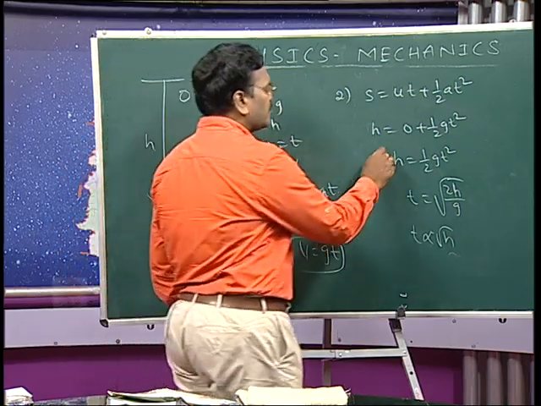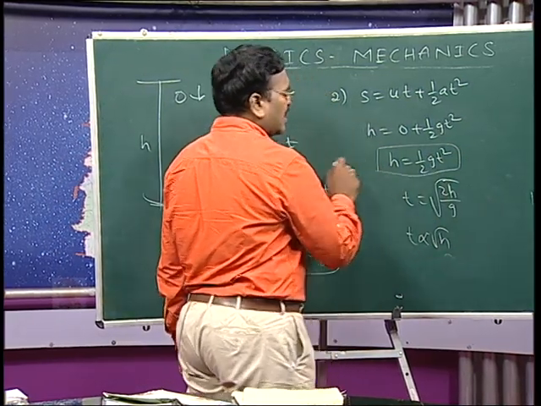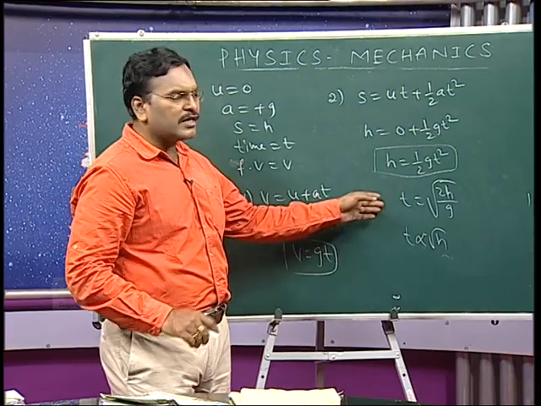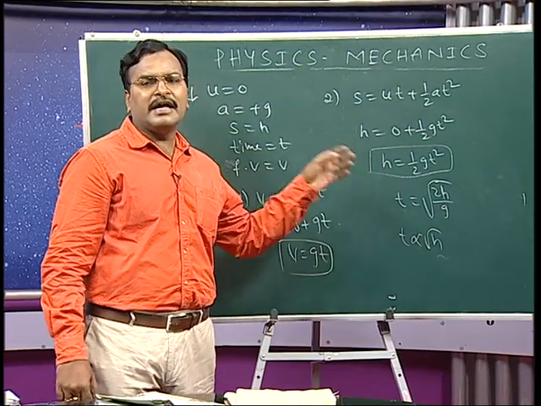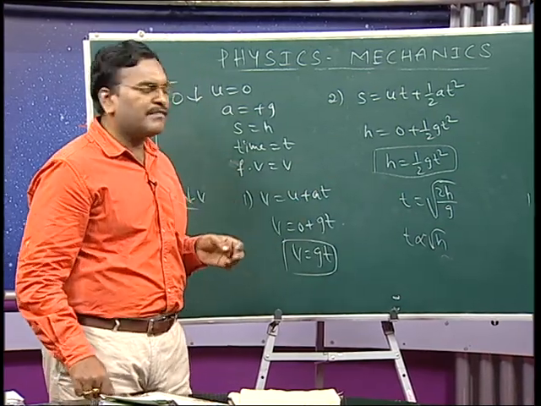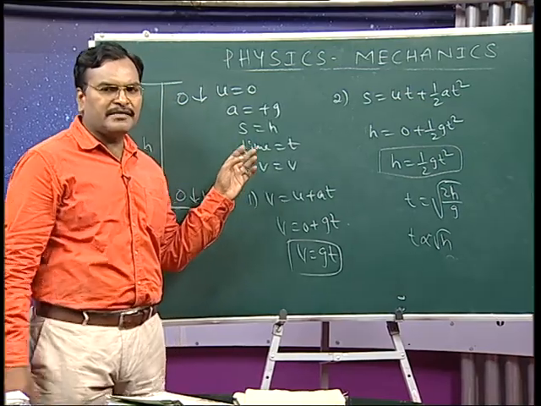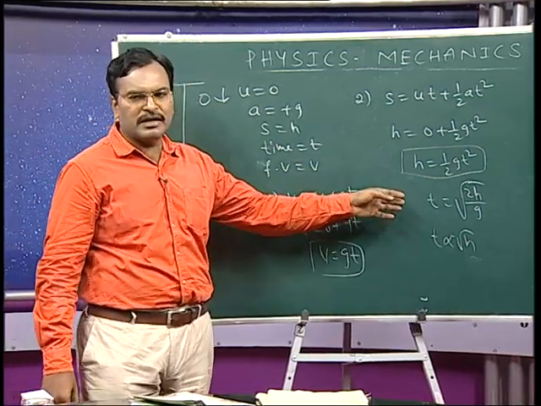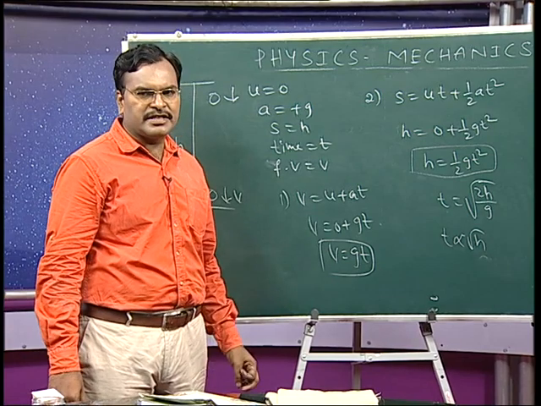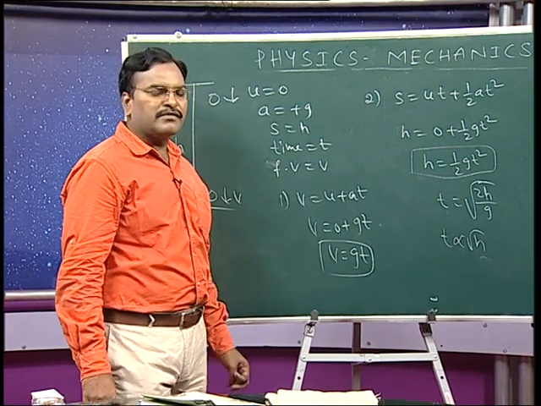What is the second equation of motion? For a freely falling body, h is equal to half gt square. So, t is equal to under root of 2h by g. What is t? Time taken by a body in reaching the ground. If a body falls from a height h, the time taken to reach the ground is t equal to under root of 2h by g.